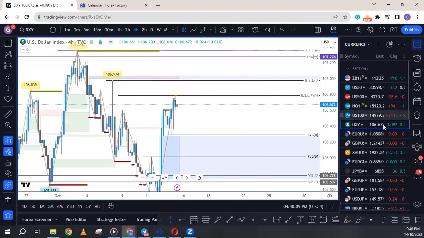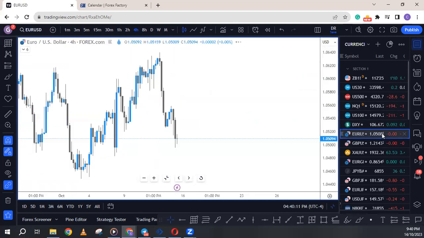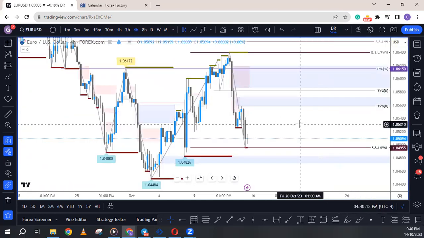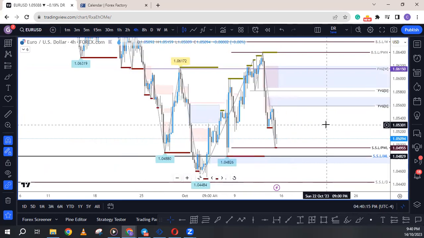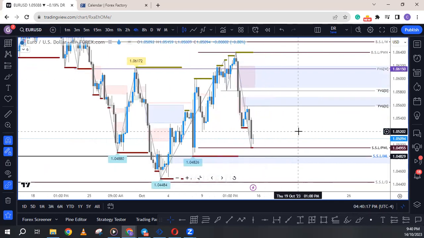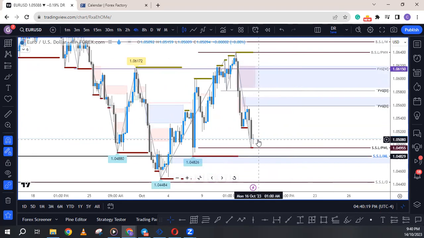So the next pair we're going to be looking at is EURUSD. This pair is still bearish. Going into this new week, I prefer it rallies first. Don't want to see it come down.